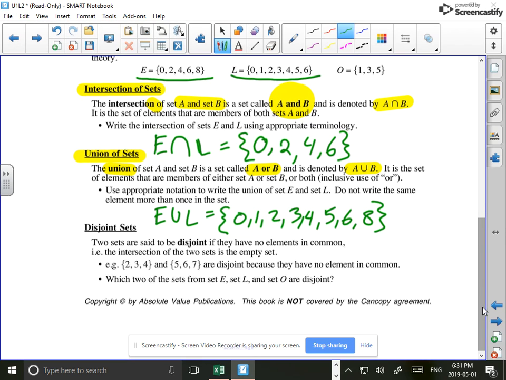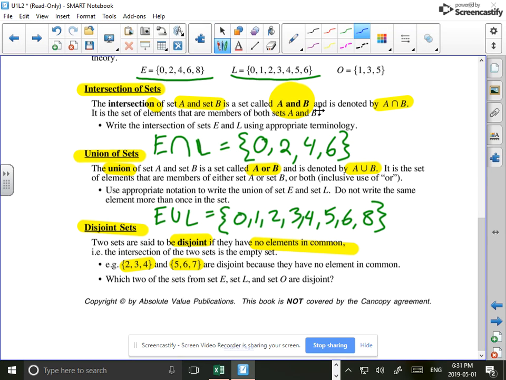So next we move on to disjoint sets. Disjoint sets are disjoint if they have nothing in common. All right, they're dissing each other. They're not down with clowning together. They're not friends. They have nothing in common. So for example, 2, 3, 4, 5, 6, 7. Disjoint because they have no elements in common.